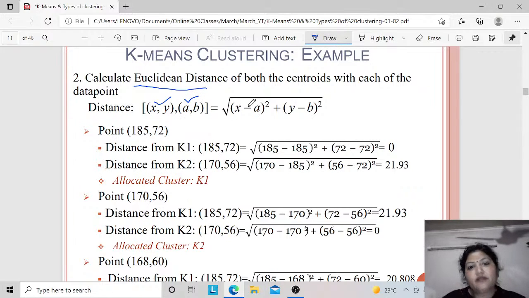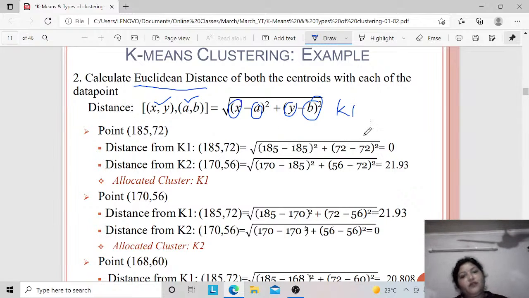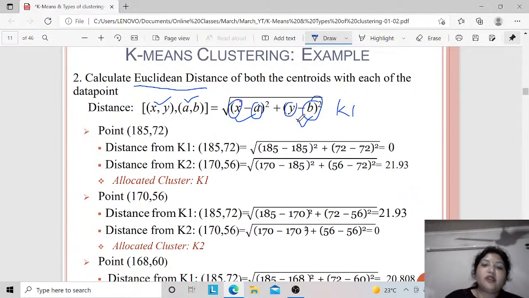Suppose this is my x point and this would be my centroid, for centroid 1, suppose I am talking about cluster 1. And this would be my y point and this is my centroid y point. Then the difference between both the points, whole square, plus this, under root, like x minus a. You calculate one by one: first this part, then the whole square of both of them, add them and then take the square root.